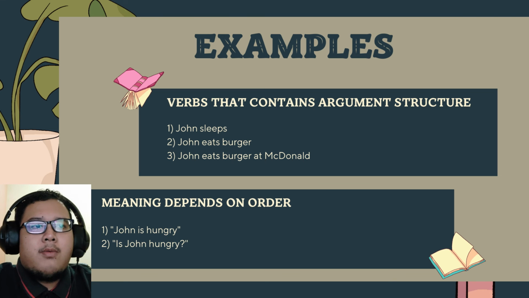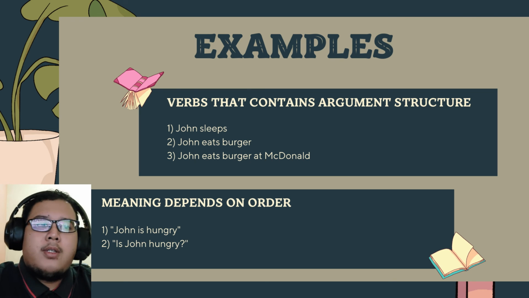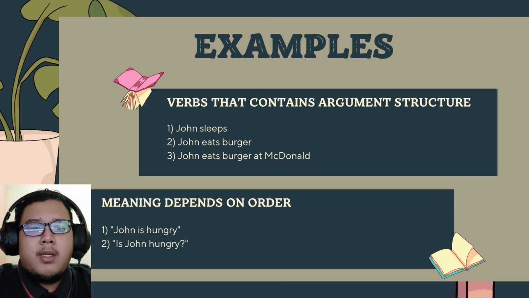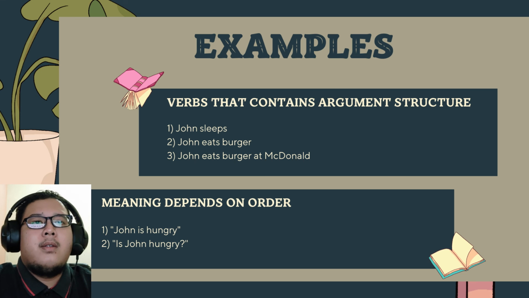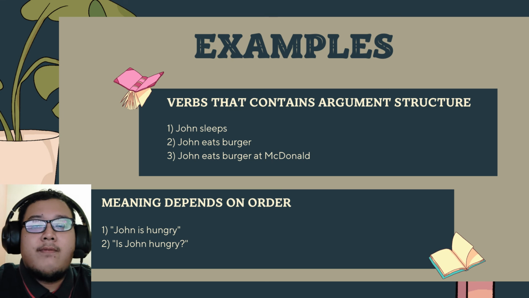And then next we have meaning depends on order, like John is hungry, or is John hungry. When we rearrange the words, it becomes a different meaning. That is all for the example and evidence of universal grammar.